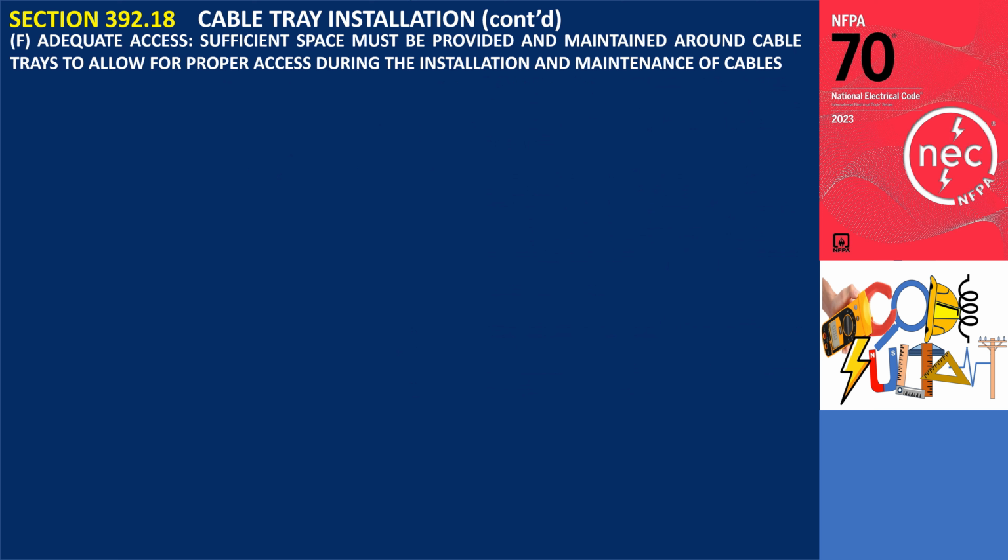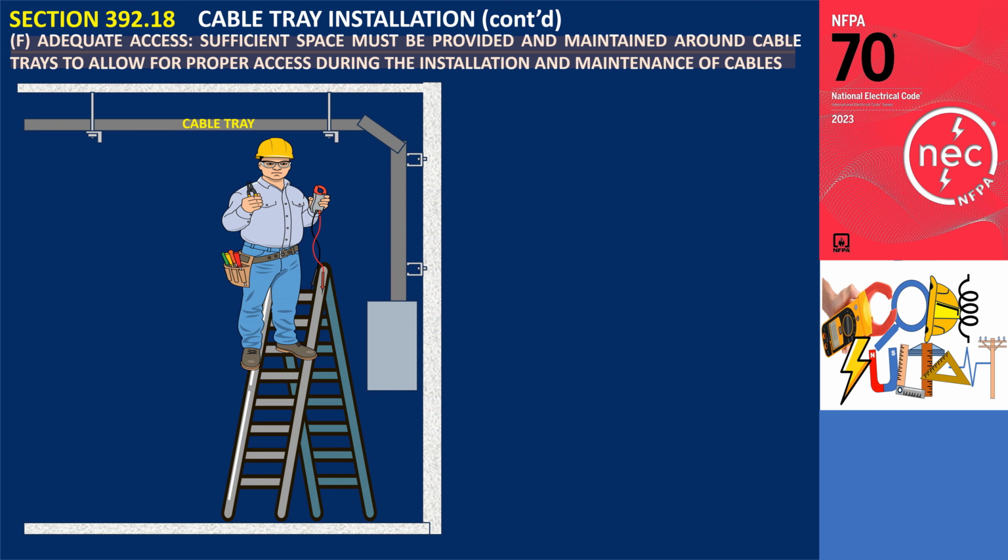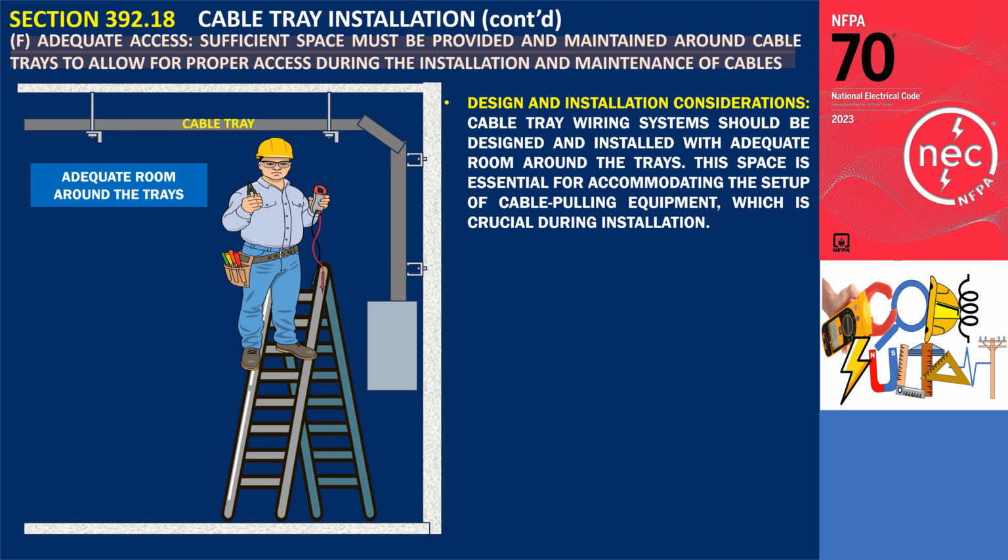Section 392.18(F), Adequate access. Sufficient space must be provided and maintained around cable trays to allow for proper access during the installation and maintenance of cables. This section emphasizes the importance of providing sufficient space around cable trays to ensure effective access for both the installation and maintenance of cables. Cable tray wiring systems should be designed and installed with adequate room around the trays.